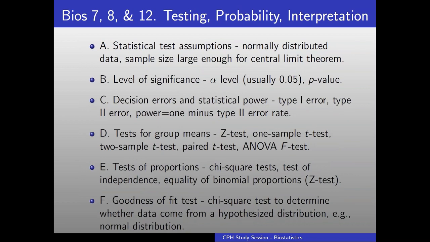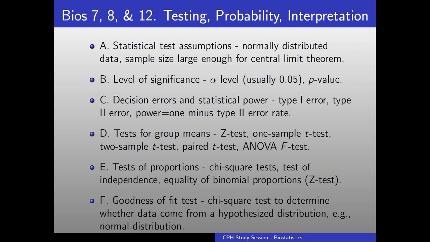Next, again, I'm grouping numbers 7, 8, and 12. Those all have to do with hypothesis testing. Sorry, I think that's a typo: 7, 8, and 11. Testing, probability, and interpretation. But these go hand in hand, because why would you do a statistical test if you're not going to interpret them? And you can't do hypothesis testing without knowing some things about probability. So that's why I grouped 7, 8, and 11 together.